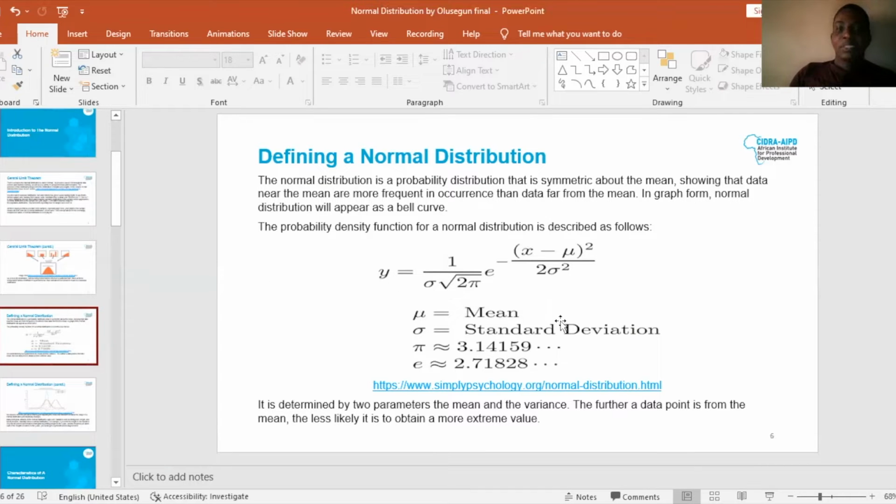This formula here describes the probability density function for a normal distribution. Looking at this formula, we can see our mean, our standard deviation, pi, and what we can call e, or Euler's number, which is 2.71828. Both pi and e, as we know, are constants. And when we put them in all these formulas for a particular data, they can describe the probability density function of that normal distribution. But we can see that since of these four parameters, two are already constants, that means a probability density function for a normal distribution can be determined mainly by two parameters, the mean and the variance. The further a data point is from the mean, the less likely it is to obtain a more extreme value.